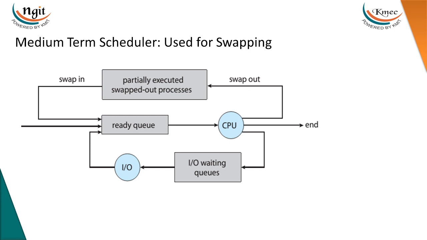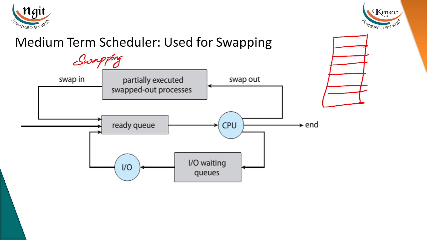The medium-term scheduler will happen in two cases. The first case will be swapping. What is meant by swapping? This particular RAM that we are using has very limited storage capacity: 1 GB, 2 GB, 4 GB, or 8 GB. At a time there are multiple programs stored in this RAM, so it is impossible to load all the processes that are ready to be executed by the CPU.